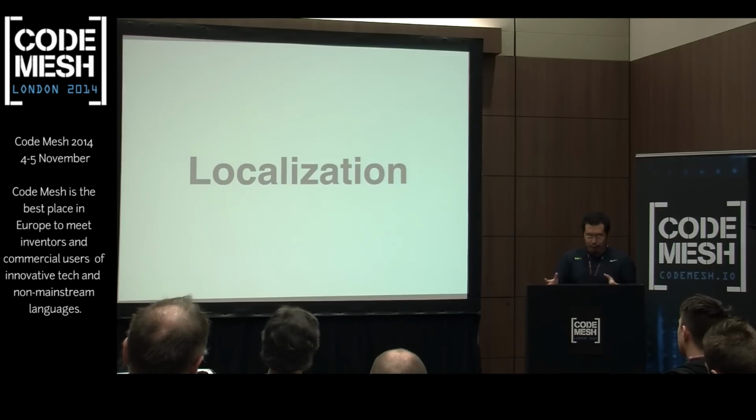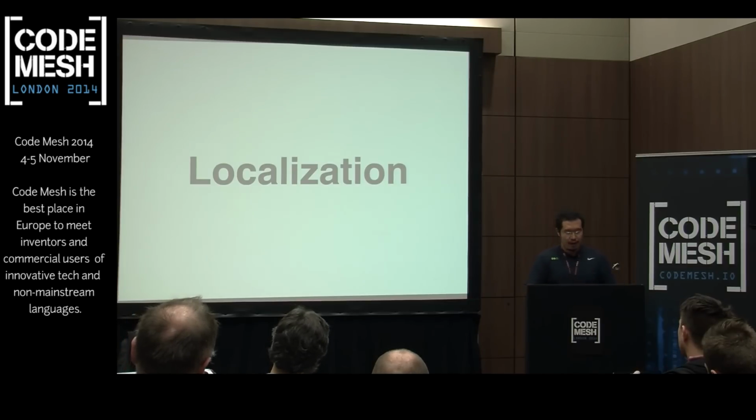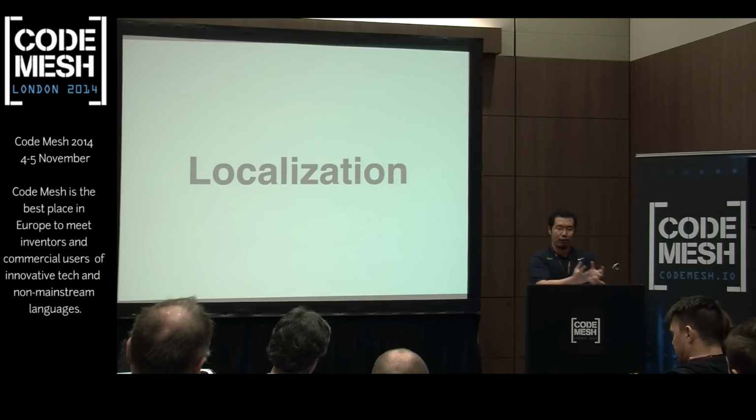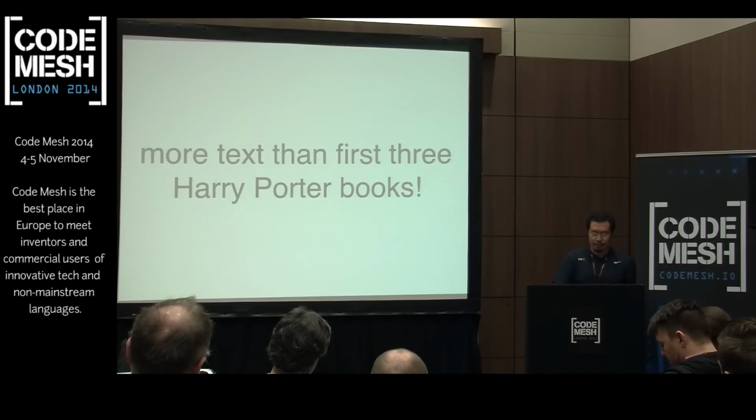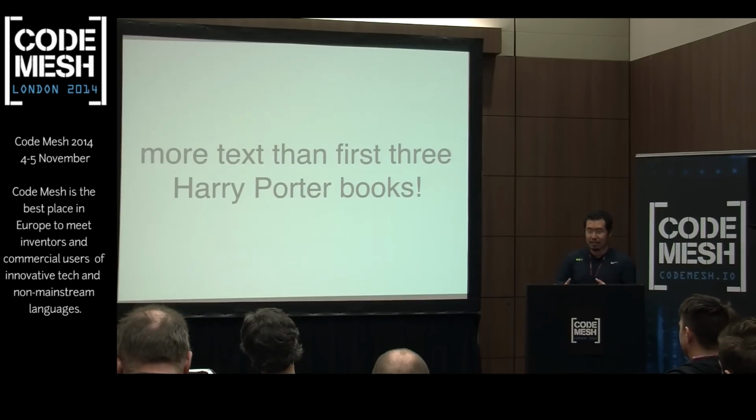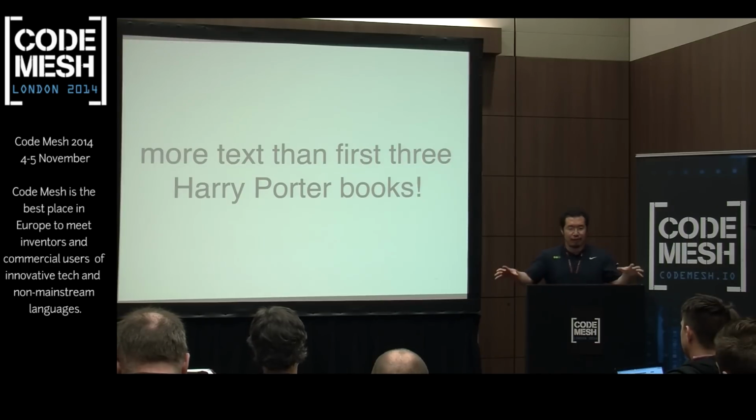And traditionally with localization, you do that on the client, where the client will inject some gettext translation file, and whenever you want to display some text, you swap out the original string with the localized version. But since the game has more text than the first three Harry Potter books combined, that's a lot of text and very expensive to localize. And it's spread over 100 different classes.